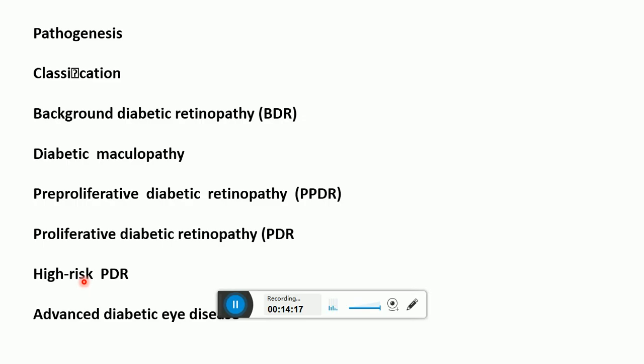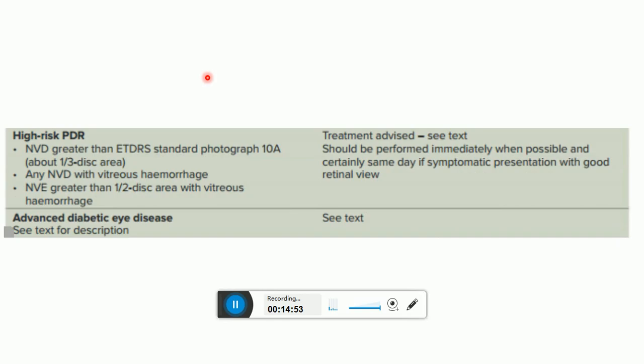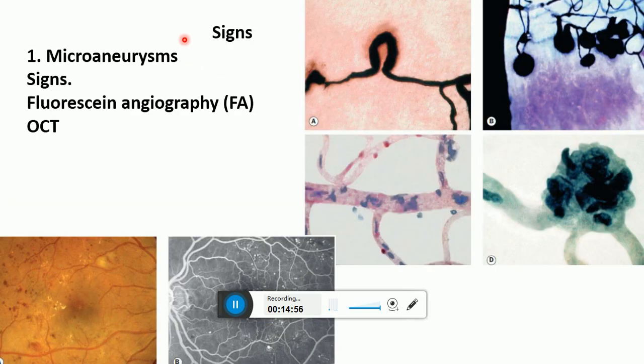Advanced diabetic eye disease is characterized by tractional retinal detachment, significant persistent vitreous hemorrhage, and neovascular glaucoma. This is another classification, the Early Treatment Diabetic Retinopathy Study classification, ETDRS classification of diabetic retinopathy. We will discuss this classification after we discuss the signs.